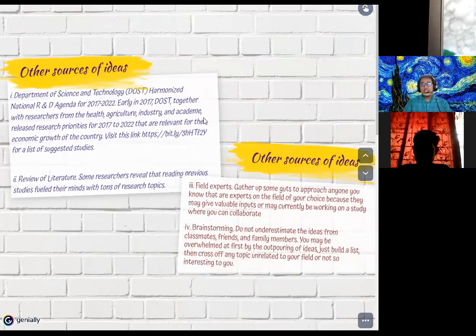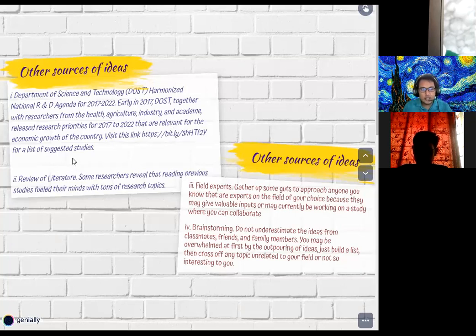So, other sources of ideas. Let's say, for example, nahihirapan kayong kumuha or mag-set ng research topics for your research study, you can look for these sources of ideas. We have listed four here. First is the Department of Science and Technology, or the DOST. The DOST, together with researchers from health, agriculture, industry, and also academe, released research priorities from 2017 to 2022 that are relevant for the economic growth of the country. You can visit this link for a list of suggested studies.